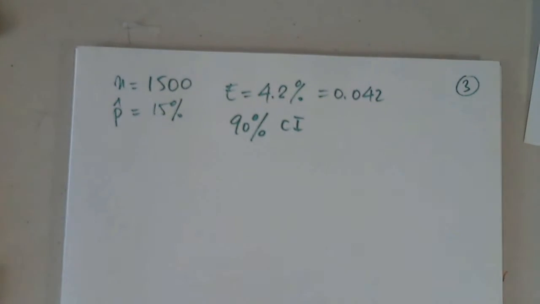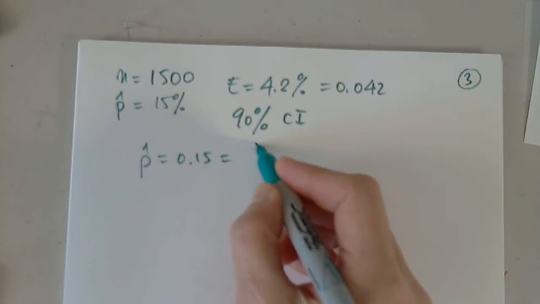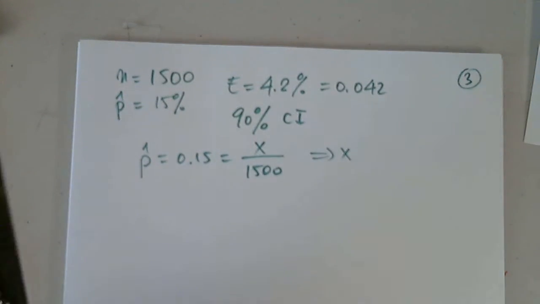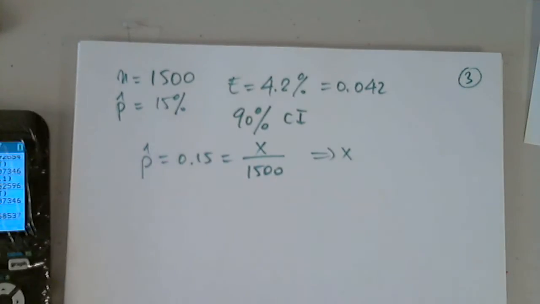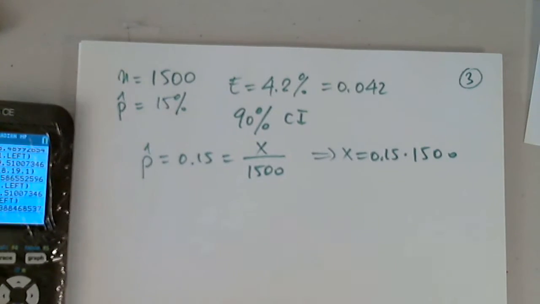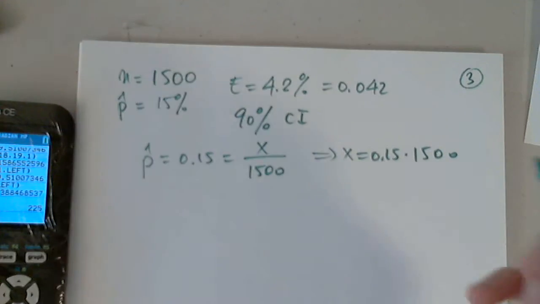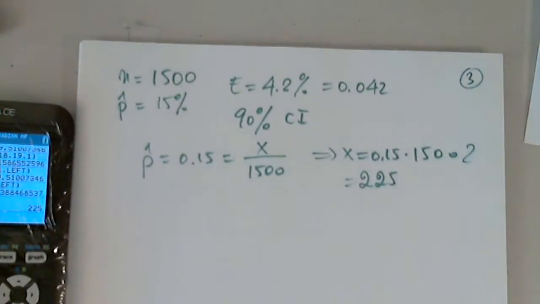First of all, P hat equals 0.15, which is X over 1,500. So let's see how many. I just need to calculate a few things and discuss the whole problem. Cross multiply. So let me write it for you. So it's 0.15 times 1,500. And I got 225. Okay.